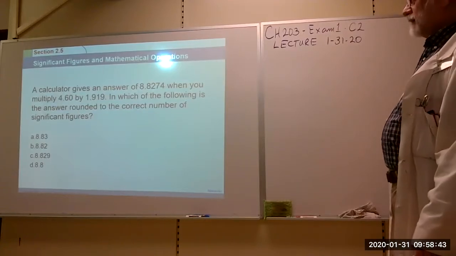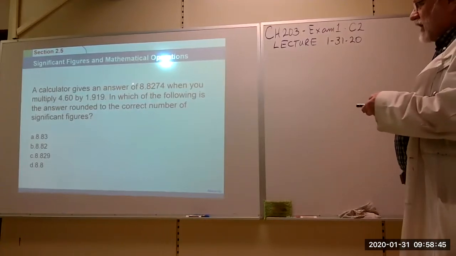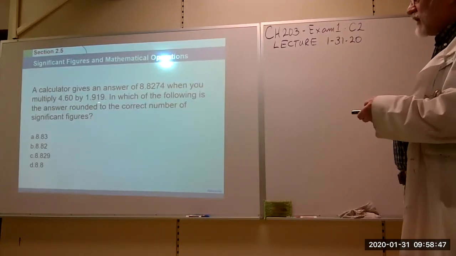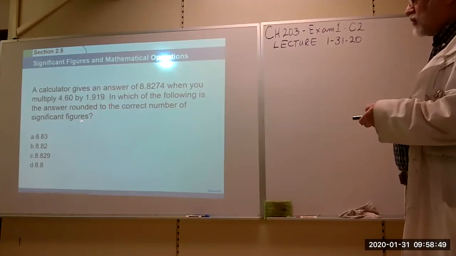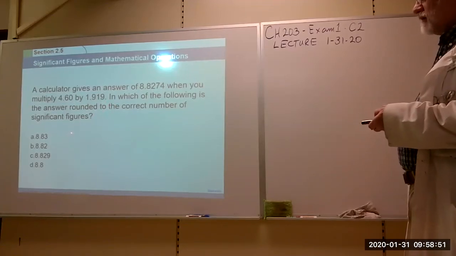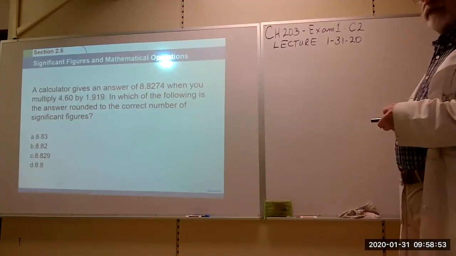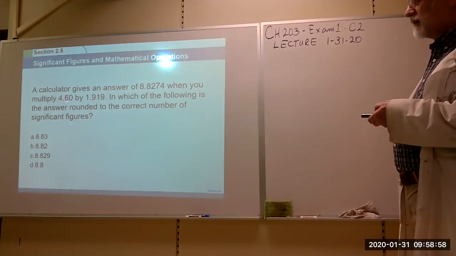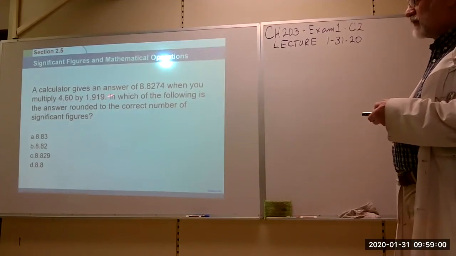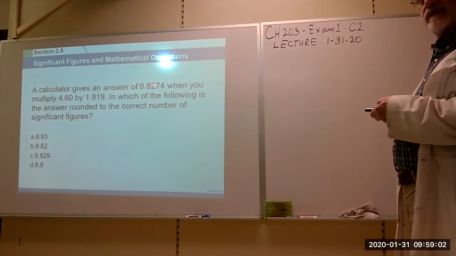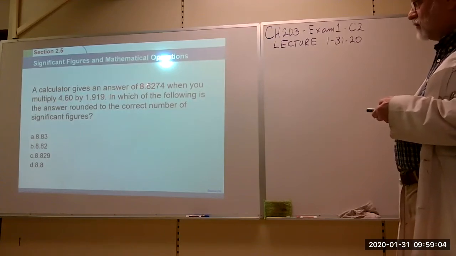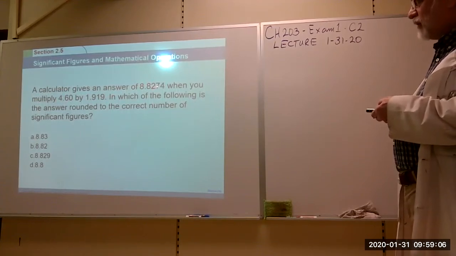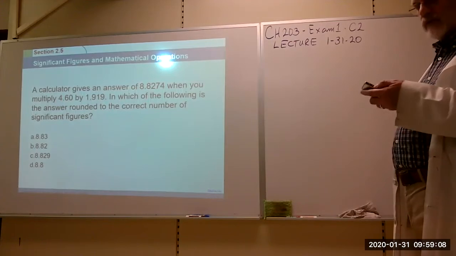All right. So if your calculator gives you this answer, when you multiply these two together, how would you round it off? How many significant figures are in your multipliers? 3 for this one, 4 for that one. So this one has to be limited to 3, doesn't it? Right. 1, 2, 3, round up. So 8.83 should be the answer.